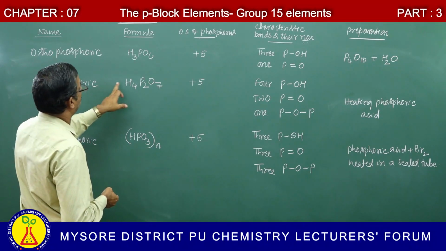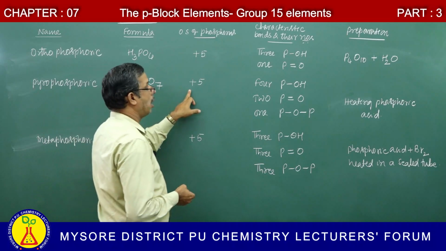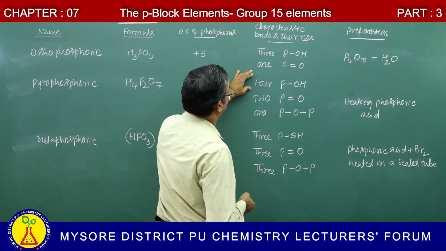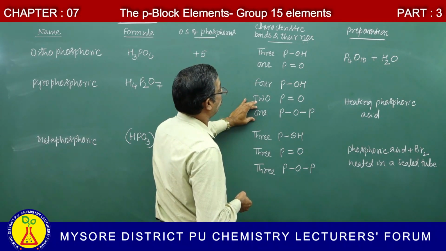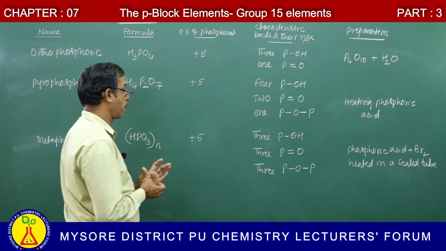Pyrophosphoric acid. Its formula is H4P2O7. The oxidation state of phosphorus is +5. It contains 4 P-OH, 2 P=O, 1 P-O-P bonds. It can be obtained by heating phosphoric acid.